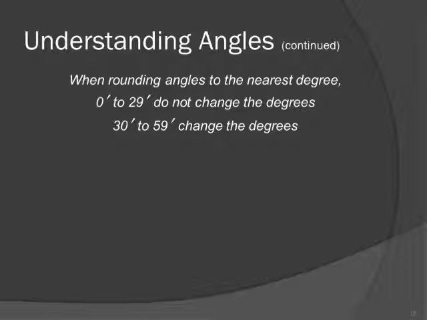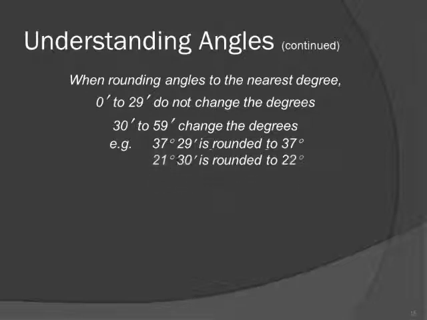So the 30 minutes is half of the degree. So you now change anything that has got minutes of 30 to 59, you change the degrees. So in our first example, 37 degrees 29 minutes is rounded to the nearest degree to be 37 degrees. Whereas 21 degrees 30 minutes is rounded to 22 degrees because the 30 minutes is past halfway.